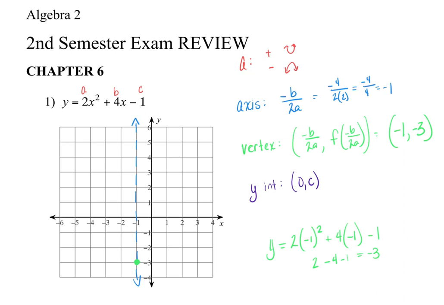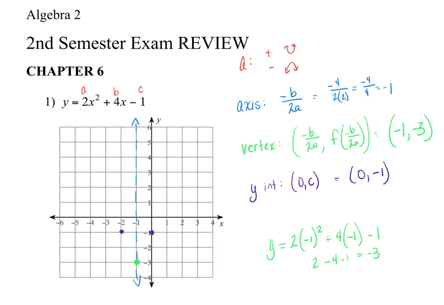And then my y-intercept, when it's in this form, is pretty easy. It's going to be 0 and my c value. My c value here is negative 1. And so I'm going to plot that point, 0, negative 1. Once I have a point off of the vertex, I can just mirror it. So I have this point right here. It's 1 away from my axis, so I go 1 away on the other side and put a point there. And then you can see how this is going to graph.